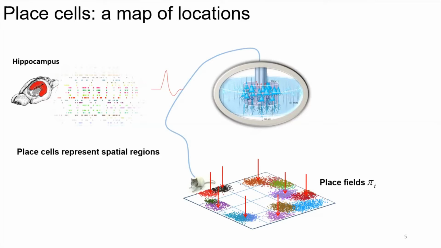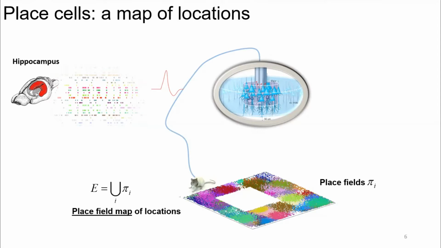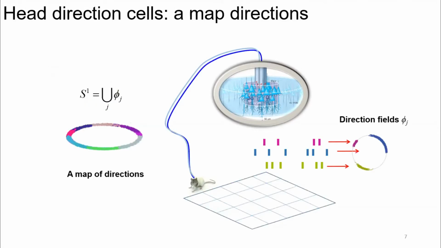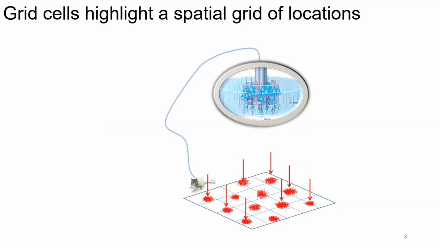So every place cell has a place field, and together these place fields form what is called a place field map. When I'm saying the word map here, you should understand it in the same sense as a geographical map. Basically, it's a map of locations. Another example of spatial cells are head direction cells that fire when the animal's head is oriented towards a particular direction in space. Another famous example is grid cells, which I definitely won't have time to discuss today, but they are cells that fire at the vertices of a triangular lattice in space.